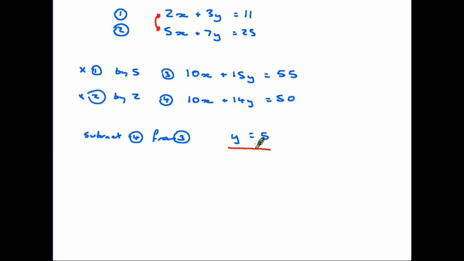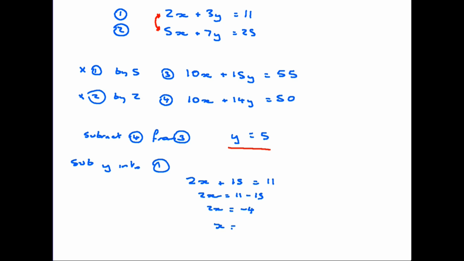Now that we know that, we are back to what we did for the first 3 examples of putting y into any of the equations. So I am going to substitute y, and this time I will put it into 1. Equation 1 here starts with 2x plus 3 times y. Well, I know y is 5, so 3 times 5 is 15 equals 11. Let's move things around as we did before. 2x equals 11 minus 15, therefore 2x equals minus 4. x equals minus 4 divided by 2, x equals minus 2. Again, we've now got our solution.